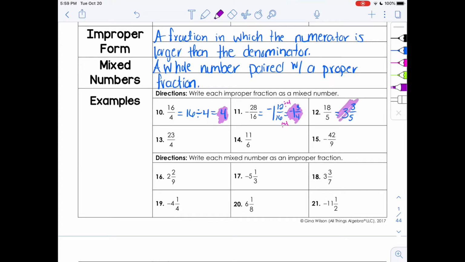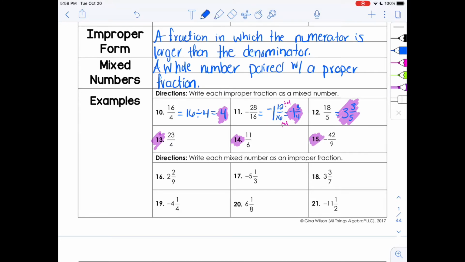18/5 as a mixed number is 3 3/5. Always make sure you check that proper fraction to see if it can be simplified. Go ahead and highlight 13, 14, and 15.